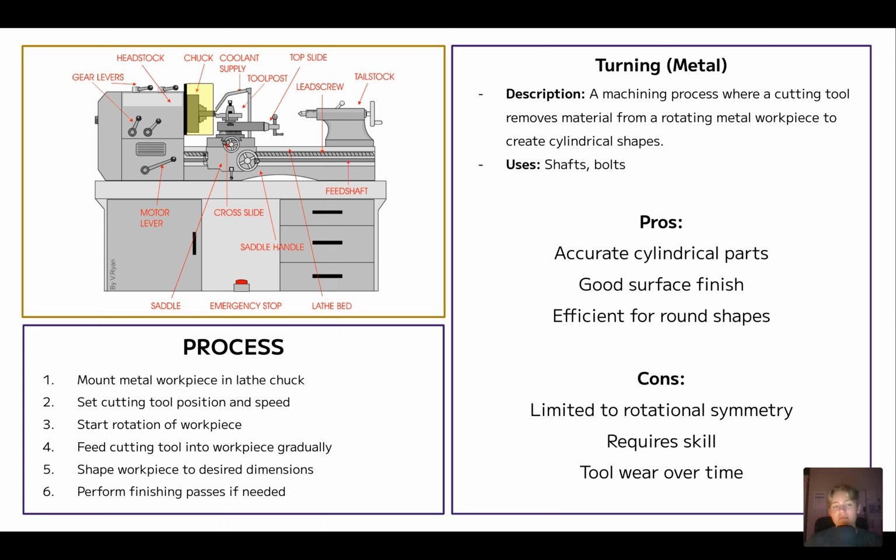The process you describe in your exam would be mounting the metal workpiece into the lathe chuck, which is the name for the sort of clamp in the lathe, and setting the cutting tool to the position and speed required. And then once you've done that, you can start the rotation of the workpiece, and then feed the cutting tool into the workpiece gradually to shape the workpiece into the desired dimensions. And then once you've done that, you can perform any finishing processes if needed.